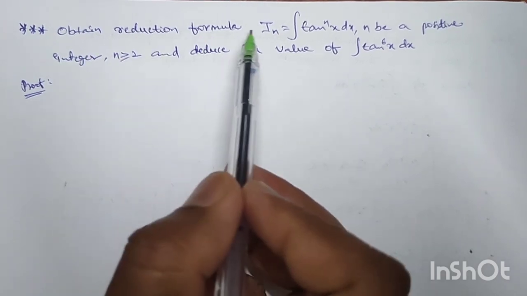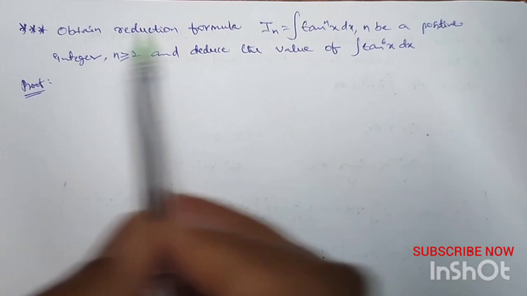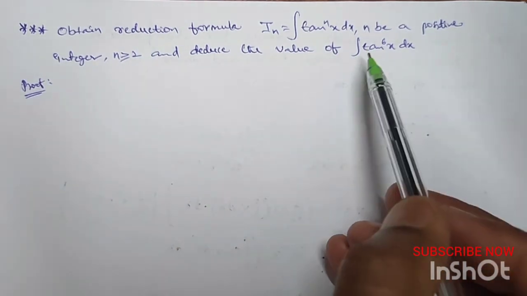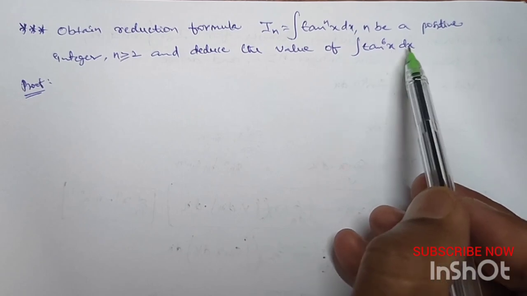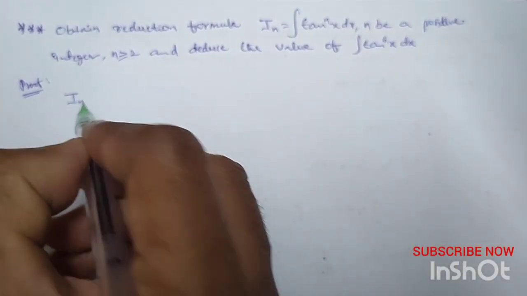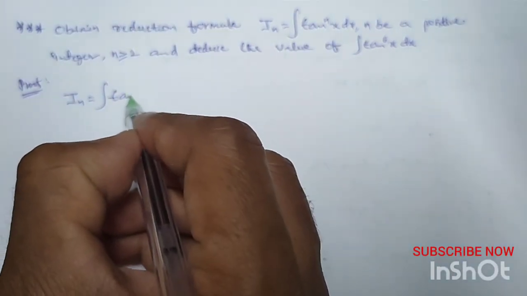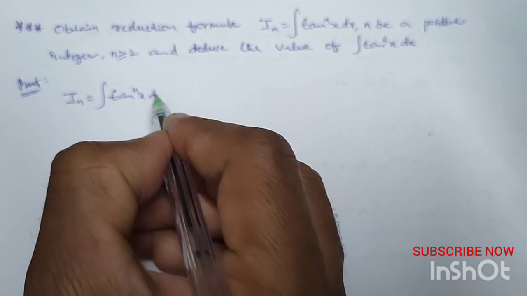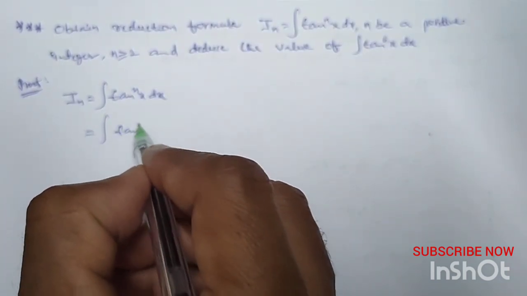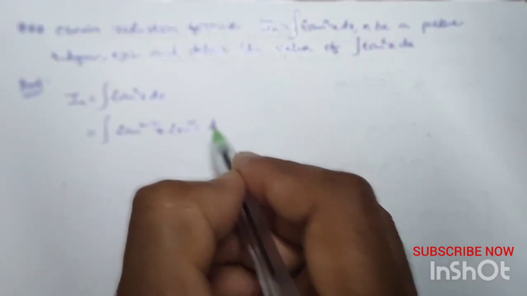Tan reduction formula: I_n equals the integration of tan power n x dx, where n is a positive integer, n greater than or equal to 2, and deduce the value of the integration of tan power 6 x dx. So, given I_n equals the integration of tan power n x dx, write this as the integration of tan power n minus 2 x into tan square x dx.